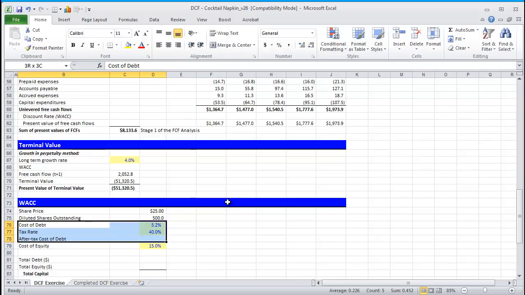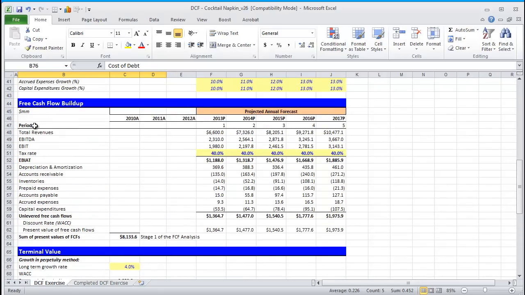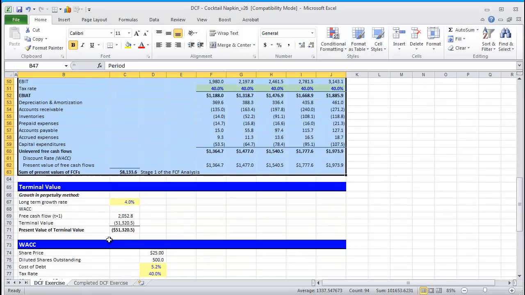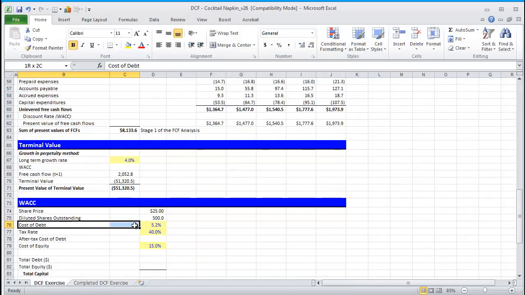Next on our list, you see cost of debt. And we've got tax rate and then after-tax cost of debt. You're probably wondering, why are we using after-tax cost of debt? To answer that question, let's take a look at our free cash flow buildup. As we mentioned before, this is an unlevered free cash flow approach, which is before the payments of interest. But we know something very special about debt, and that is interest expense provides a real tax shield to companies who pay taxes, of course.